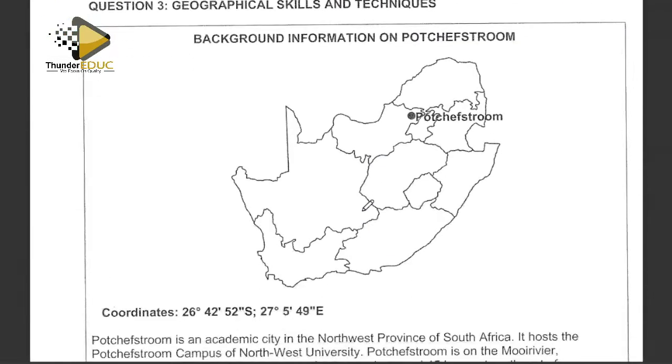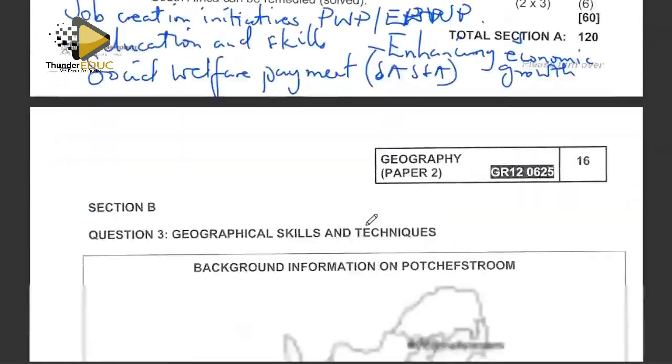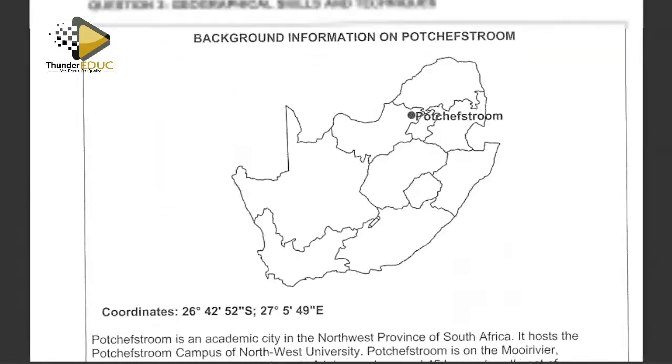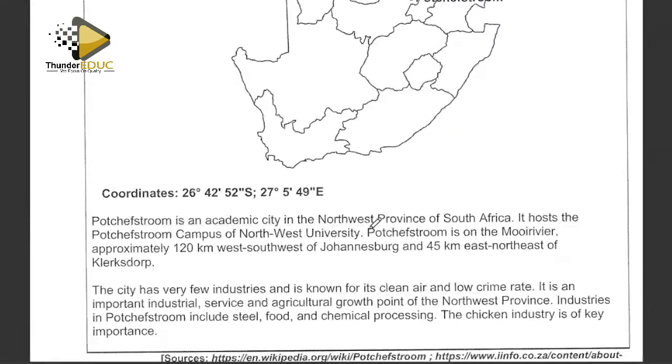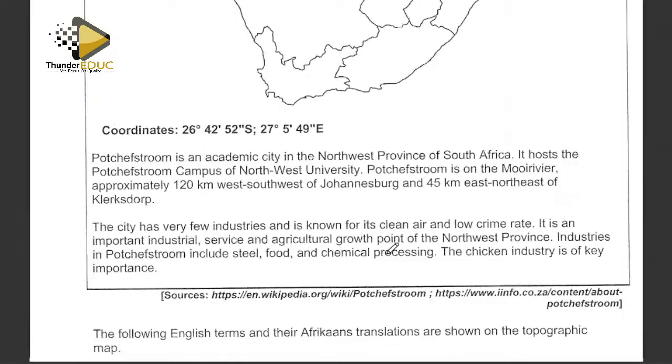Right, that takes us to the end of the theory part. We move on to our map skills. We are looking at the map of Potchefstroom. It says Potchefstroom is an academic city in the northwest province of South Africa. It hosts the Potchefstroom campus, Northwest University. Right, that is map information.